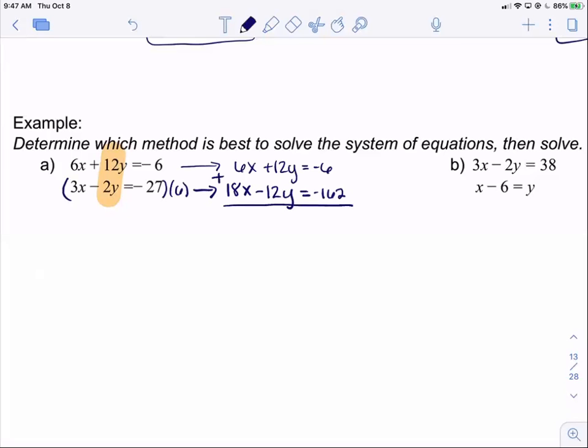what's 6x plus 18x? 24. Good job. 12y plus negative 12y is 0, it cancels. And what's negative 6 plus negative 162? Negative 168. Oops. Okay, how do we get x by itself? Divide by 24. So x equals, what's 168 divided by 24? All right, so negative 7.